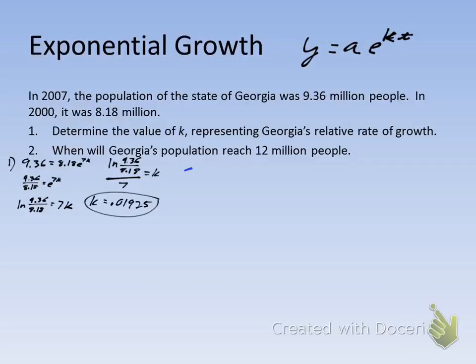Number 2, determine when Georgia's population will reach 12 million people. What are we looking for now? We are looking for time. And we want our final amount to be 12 million, right? So we know 12 equals... Okay, now let's talk about this. What goes next?